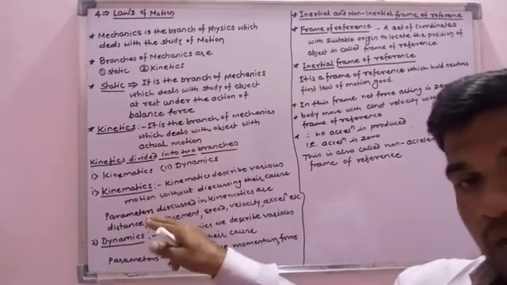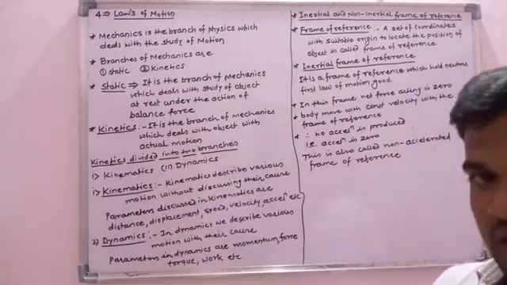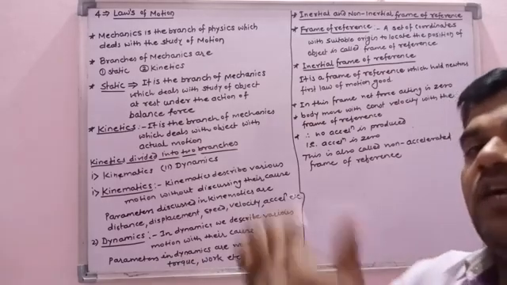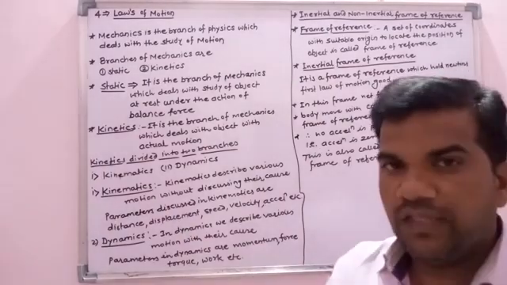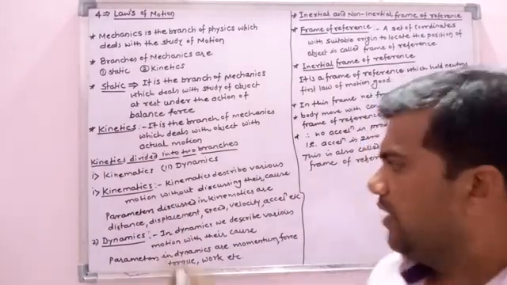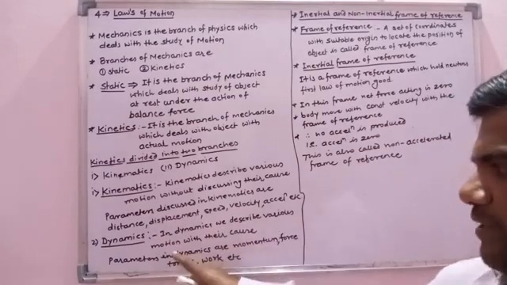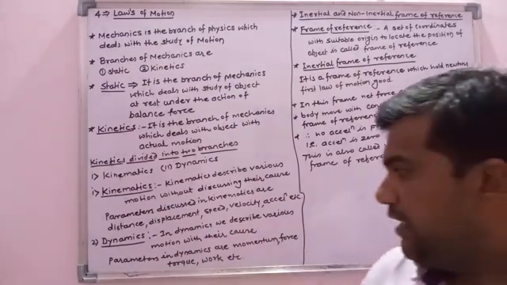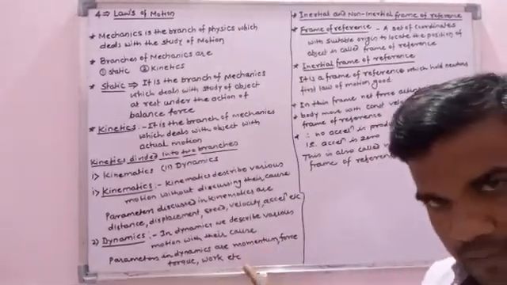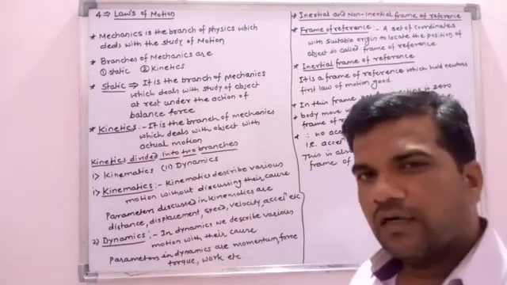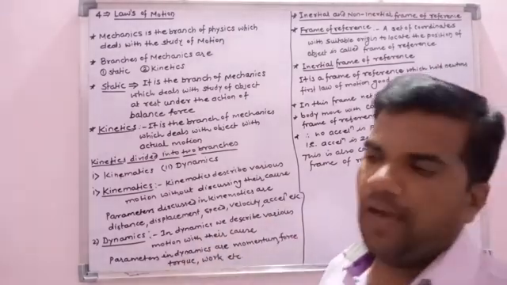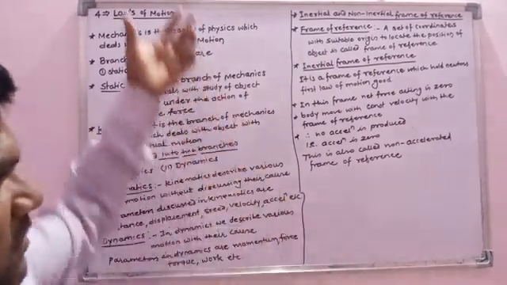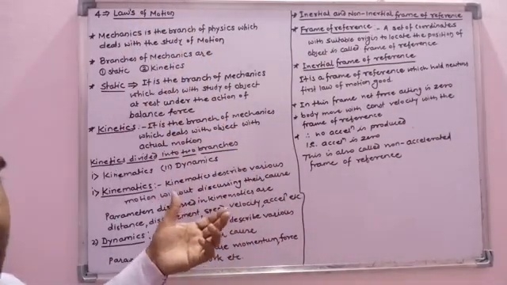And the second branch of kinetics is dynamics. In dynamics, we describe the various motions along with their actual causes, and the parameters in dynamics are momentum, torque, work, force. These are the parameters used in dynamics, and these are our basic ideas about the laws of motion.